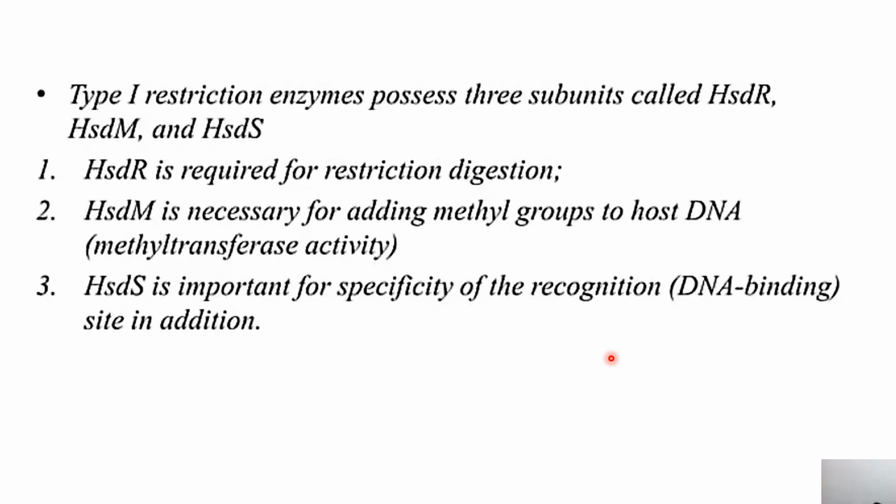Now coming to the question topic, type 1 restriction enzymes possess three subunits called HsdR, HsdM and HsdS. HsdR is required for restriction enzyme activity. HsdM is necessary for adding methyl groups to the host DNA, the methyltransferase activity, and HsdS is important for specificity of the recognition site and DNA binding.